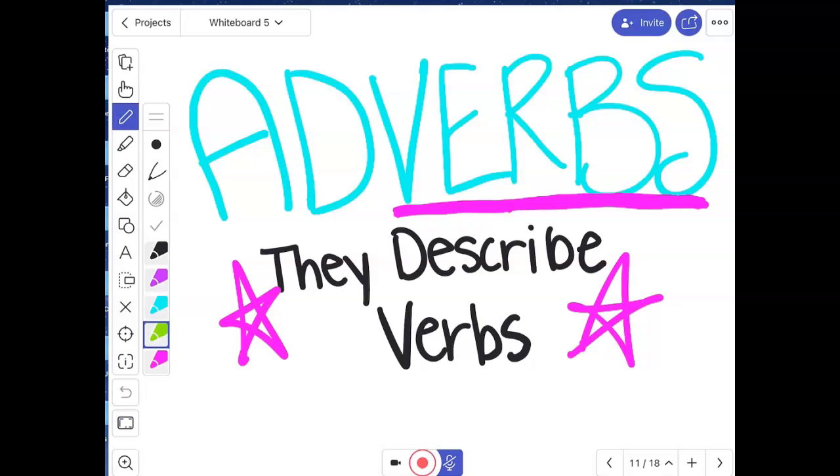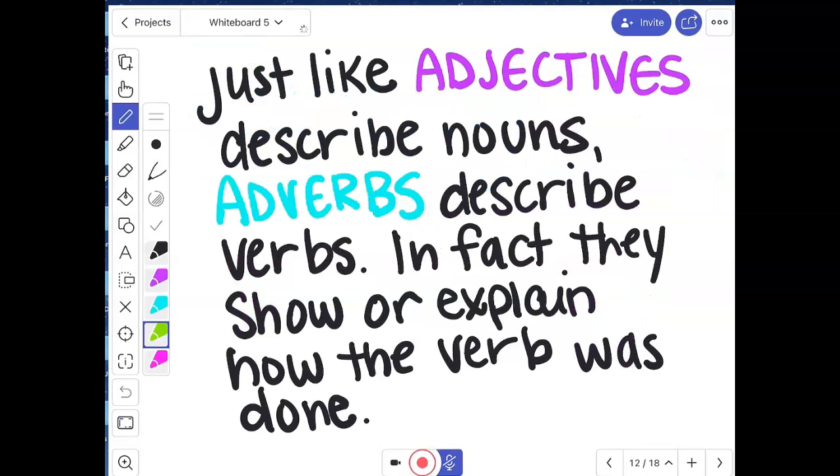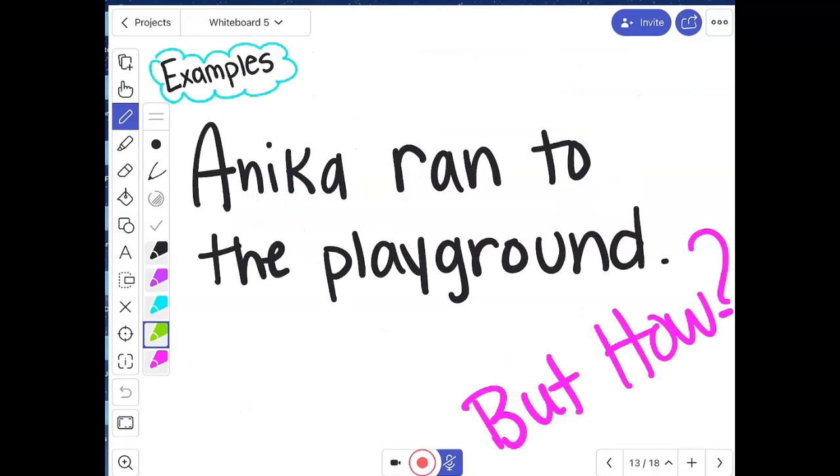So adverbs are words that describe verbs, and that's easy to remember because the word verb is right there in the word adverb. So it's kind of like an addition that helps us understand verbs a little bit better in our sentences. So just like adjectives describe nouns, meaning if I said the blanket was soft, soft describes the blanket. Adverbs describe verbs. In fact, they help us to explain or to show how the verb was done or is being done or is happening. Let me give you some examples.